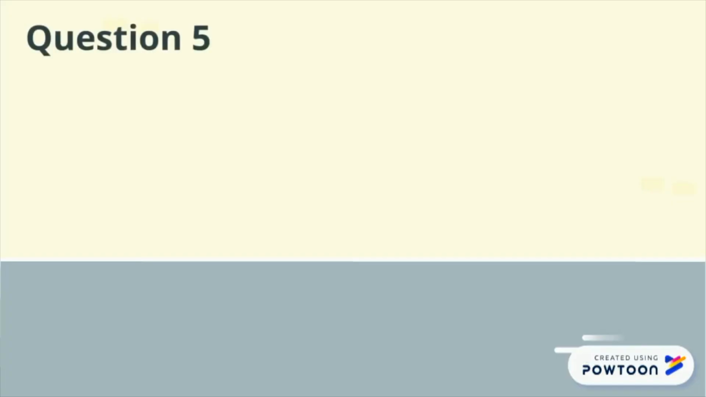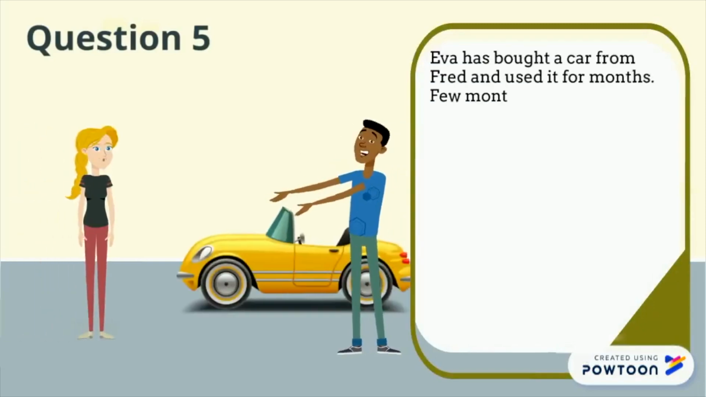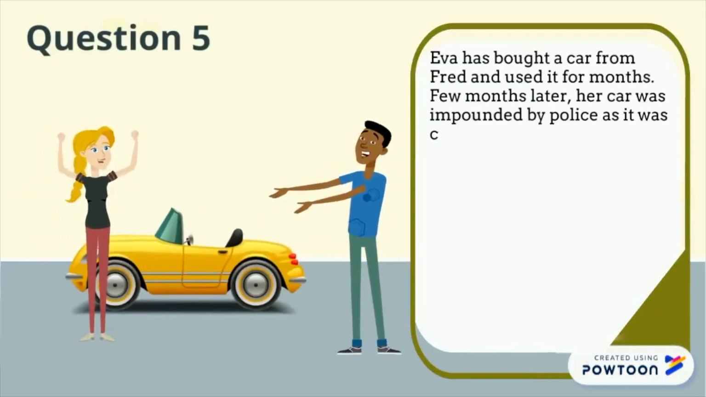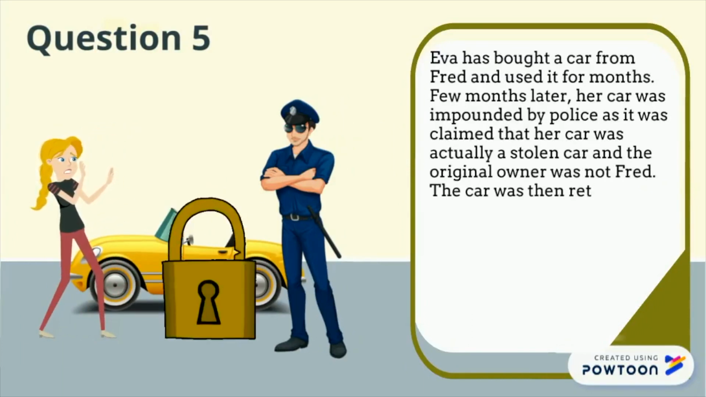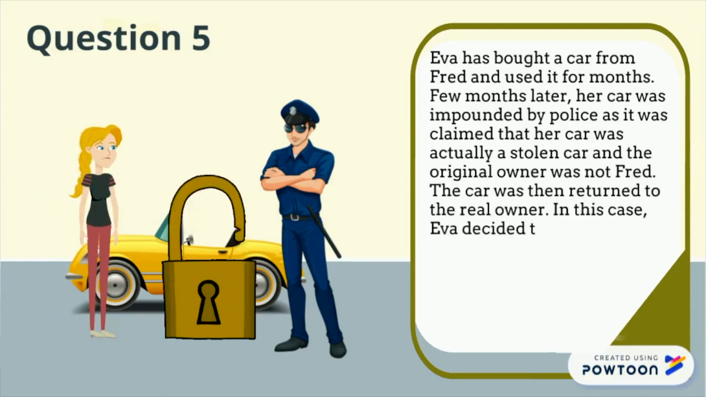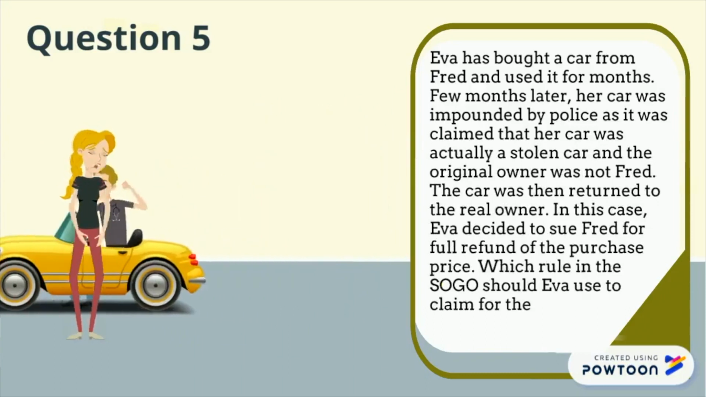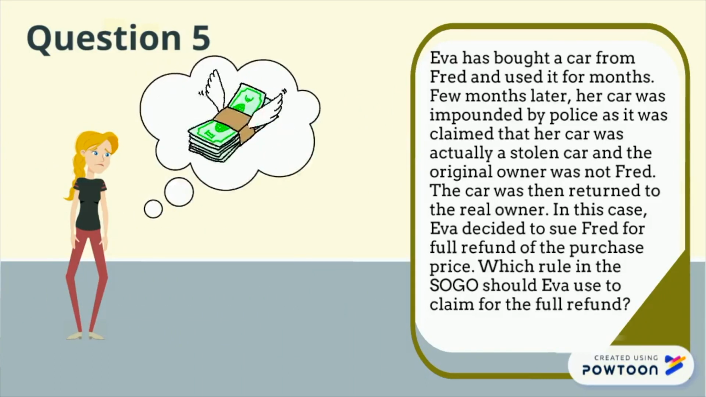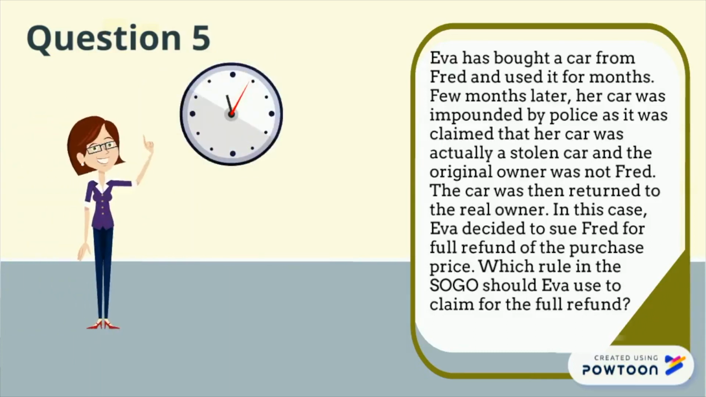Let's move on to the last and the most challenging question. Eva has bought a car from Fred and used it for months. A few months later, her car was impounded by police as it was claimed that her car was actually a stolen car, and the original owner was not Fred. The car was then returned to the real owner. In this case, Eva decided to sue Fred for the full refund of the purchase price. Which rule in the SOGO should Eva use to claim for the full refund? Let's try to look for the right answer in 10 seconds.